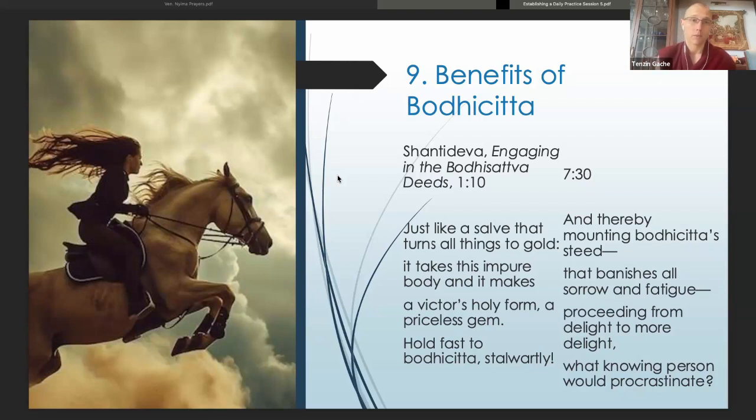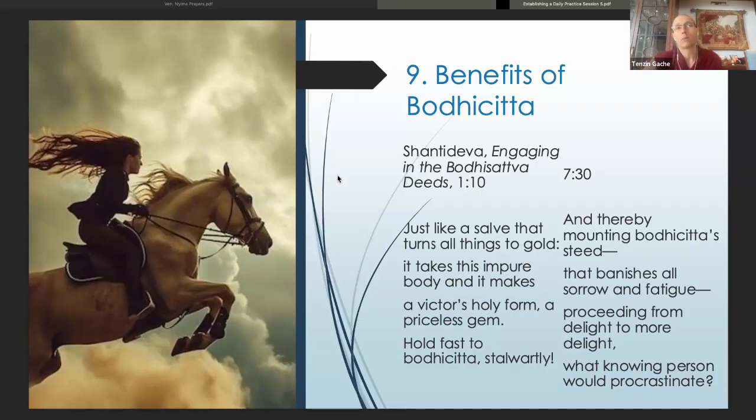It's often said, of course, that in ancient India they talked about different castes and so forth, but however we talk about it, whatever your situation in life, whether you're successful or unsuccessful, if you have this mind, you immediately become an extraordinary person. It's something that's accessible to all of us. So we start with the benefits of bodhicitta, just reflecting on why we want to cultivate this mental state.